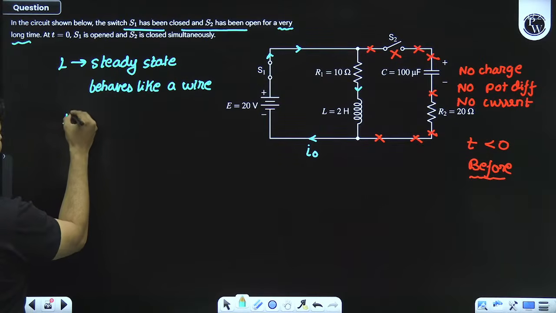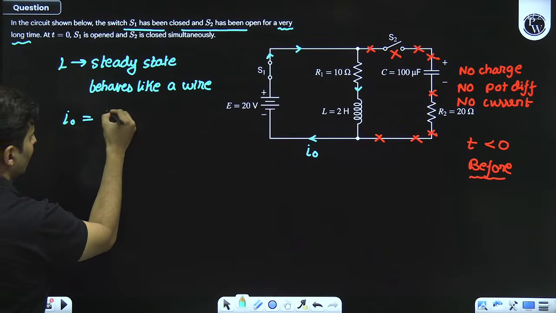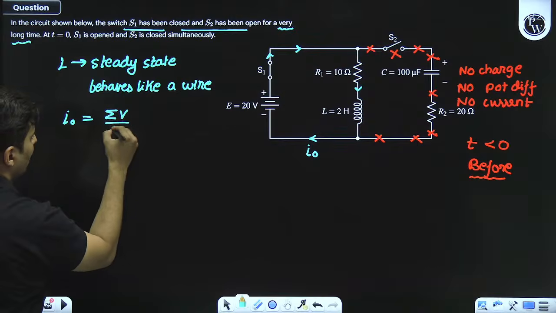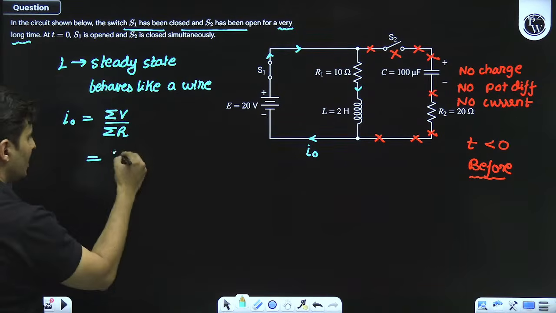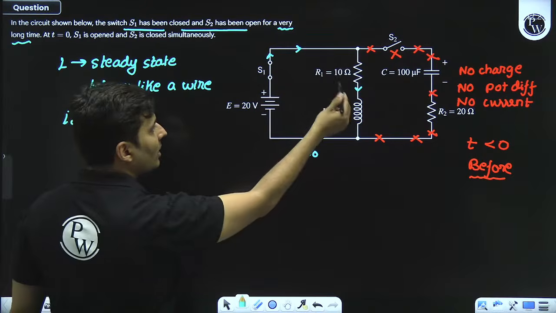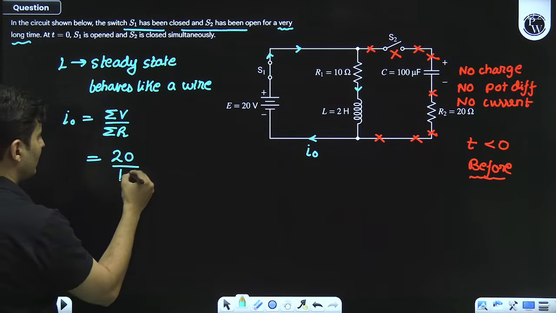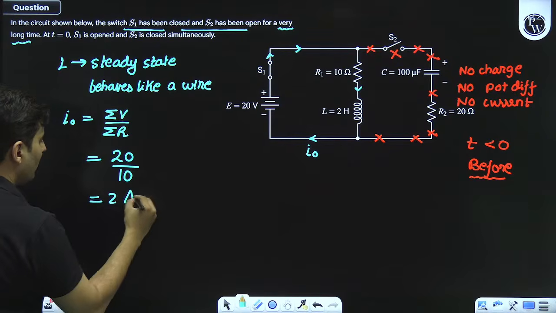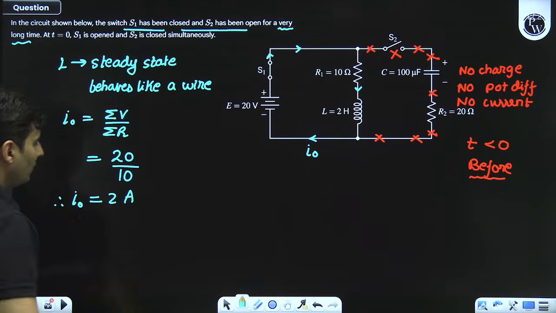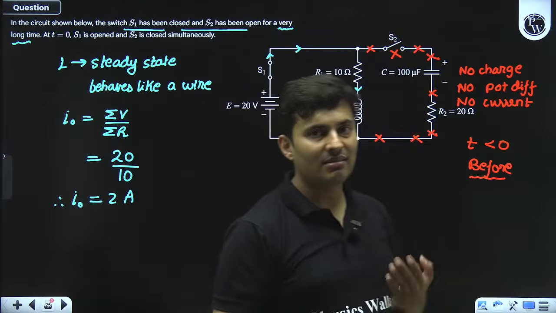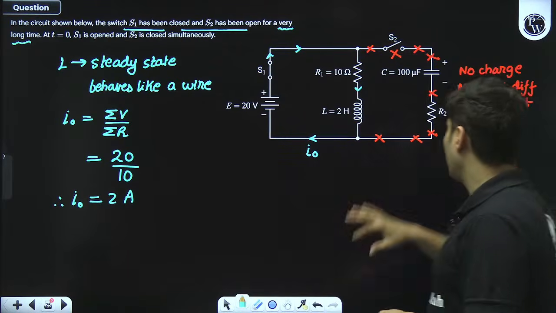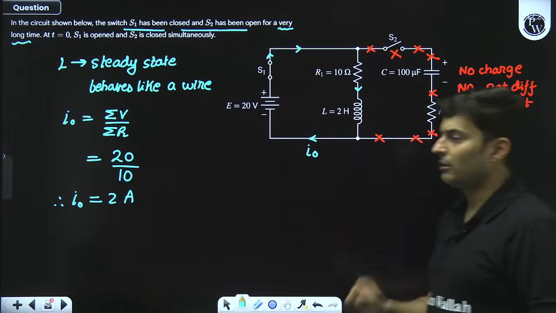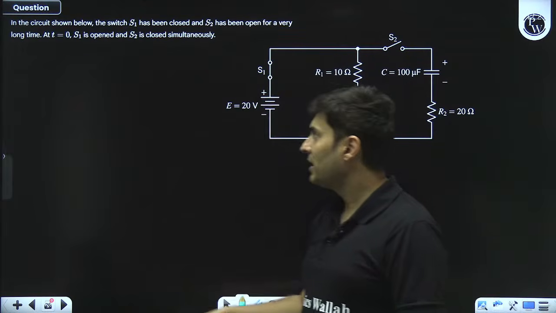So what will be the current I naught? It will be nothing but the total voltage upon the total resistance. In this case, the voltage which is there is 20. There is only one resistance, so that is 10. So that current will be 2 amperes. Is that okay? So a current of 2 amperes is right now flowing, but this is not even the answer that we want, because whatever we have done is for before calculation and we need it for the next part.